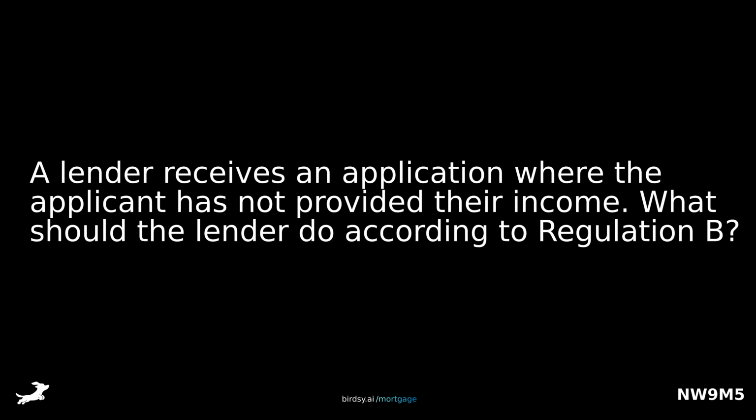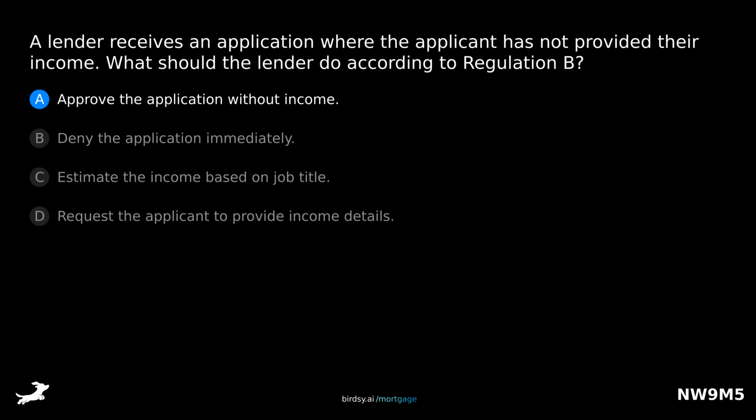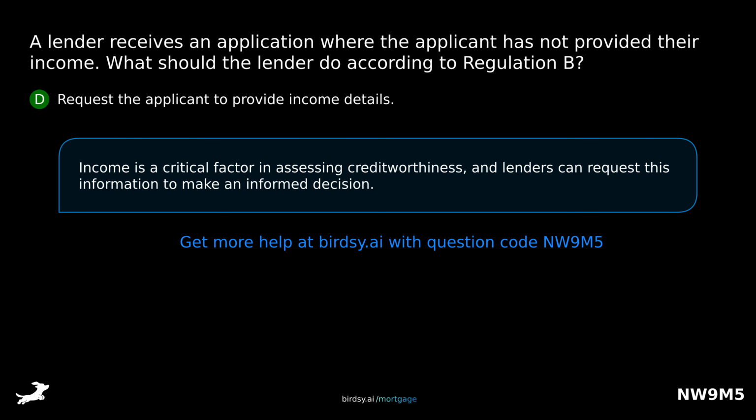A lender receives an application where the applicant has not provided their income. What should the lender do according to Regulation B? Is it A, approve the application without income? B, deny the application immediately? C, estimate the income based on job title? Or D, request the applicant to provide income details? The answer is D, request the applicant to provide income details. Income is a critical factor in assessing creditworthiness, and lenders can request this information to make an informed decision.